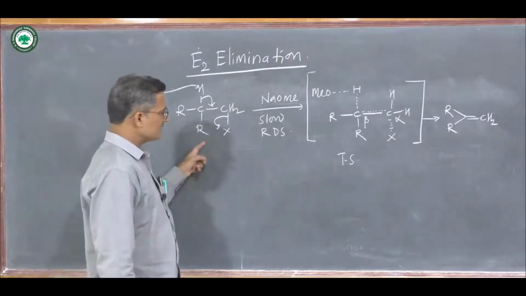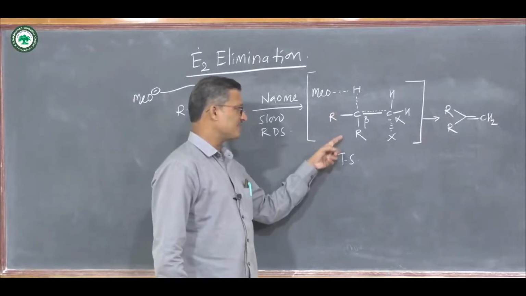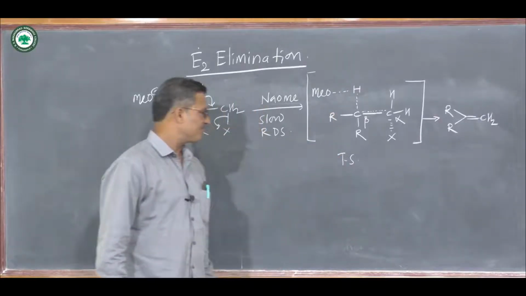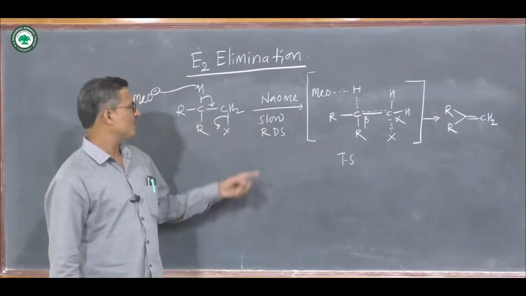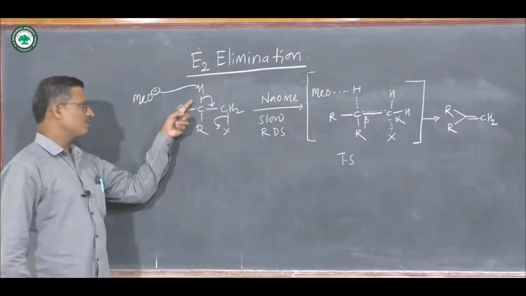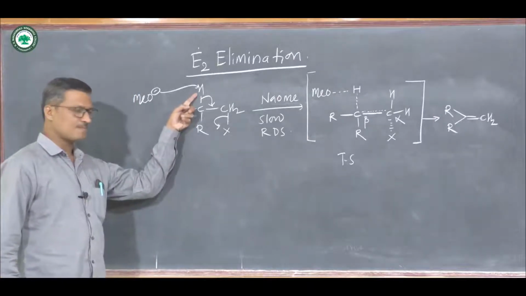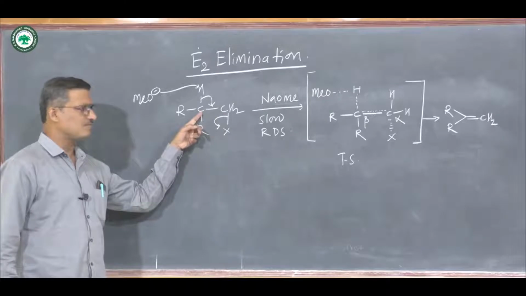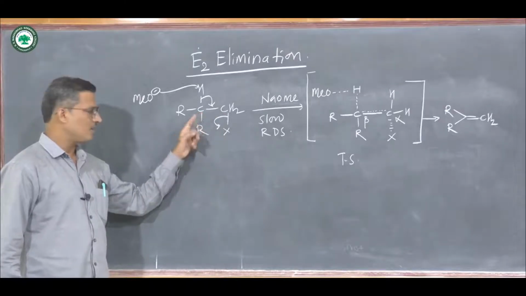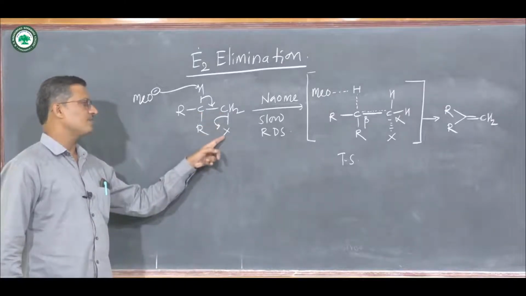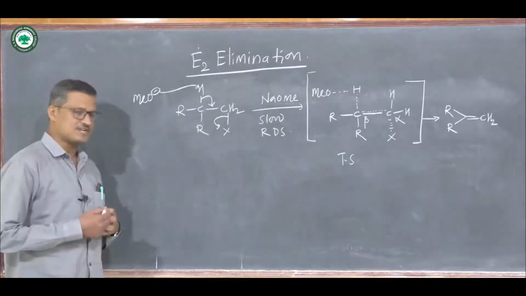And once all the bond formation and bond breaking takes place, because we see the first step is a slow step, the bond between base and hydrogen is formed, the bond between beta carbon and hydrogen is broken, the bond between alpha and beta carbon is formed, that is a pi bond, and the bond between alpha carbon and leaving group is broken simultaneously.